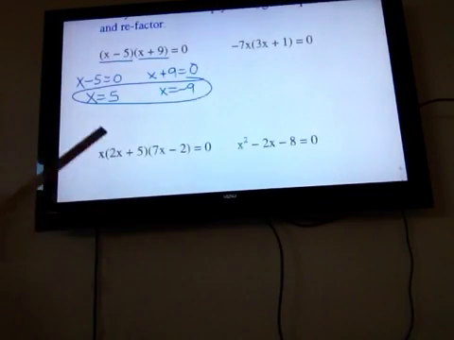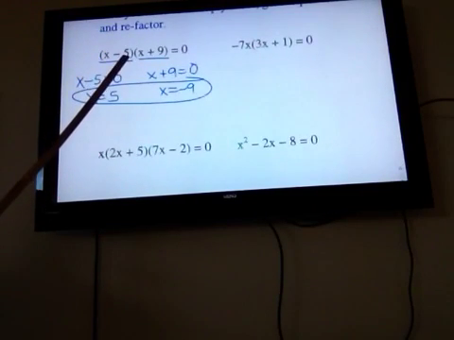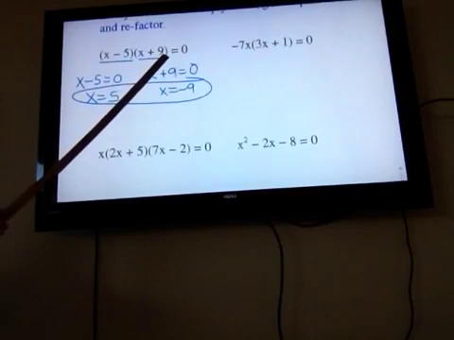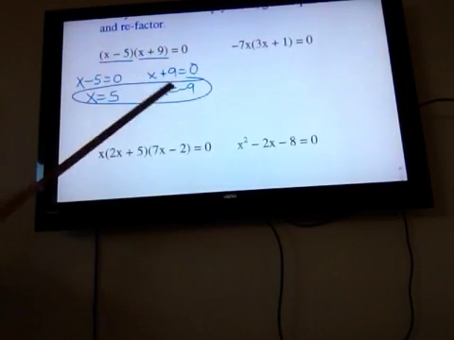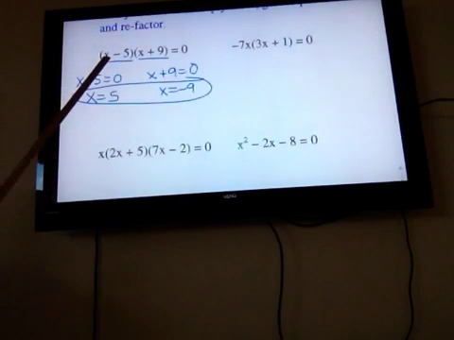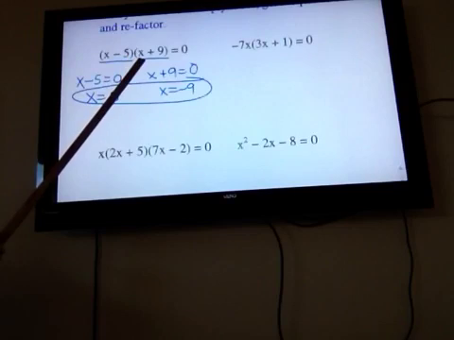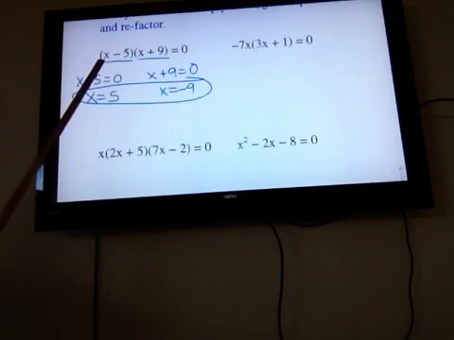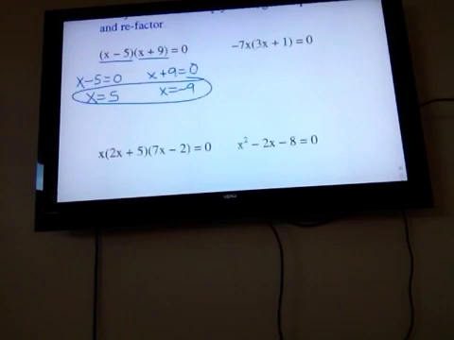So just let me show you how this works. If 5 were the value of x, 5 minus 5 would be 0. 5 plus 9 would be 14. 0 times 14 would be 0. If the value of x were negative 9, negative 9 minus 5 is negative 14. Negative 9 plus 9 is 0, and negative 14 times 0 is 0. So I'm getting 2 solutions there.